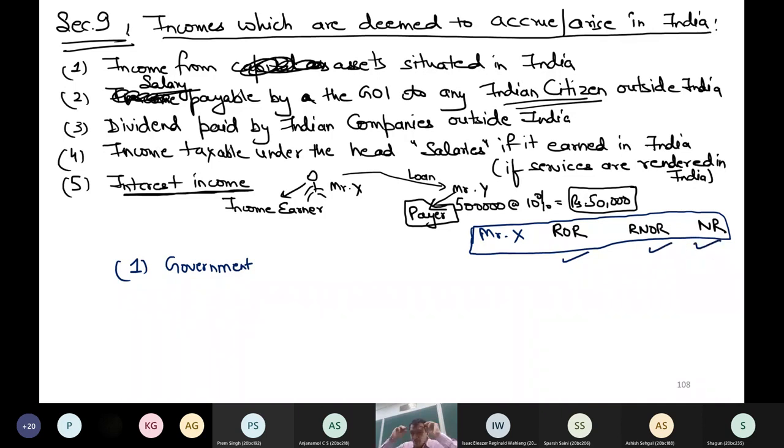Point clear or not? Mr. X has given a loan of 5 lakh to the Government of India. Then it is very simple. We will not check what the government is doing with this amount. If the government is simply giving interest of 50,000, X has to include this 50,000 as his income. It does not matter whether X is ROR, RNOR or NR. Please raise your hand if this point is clear.